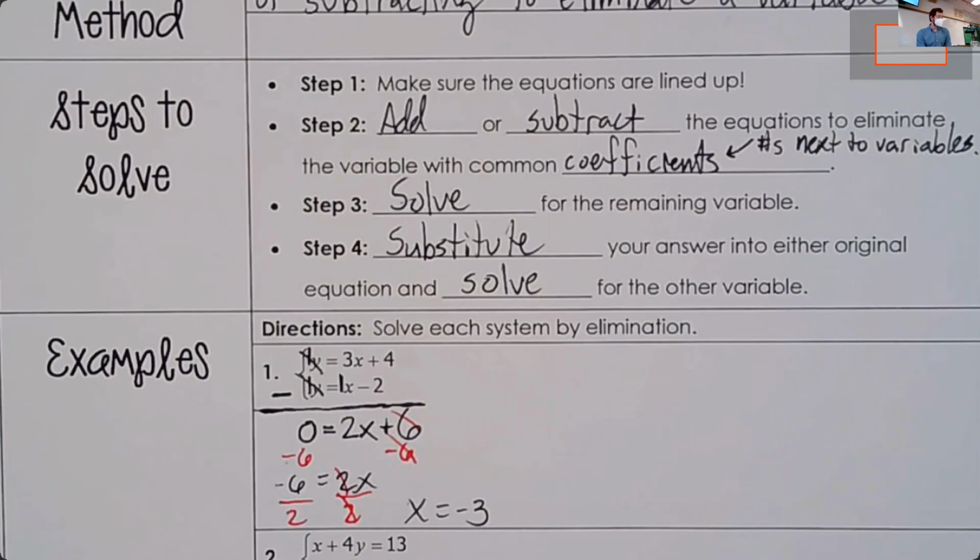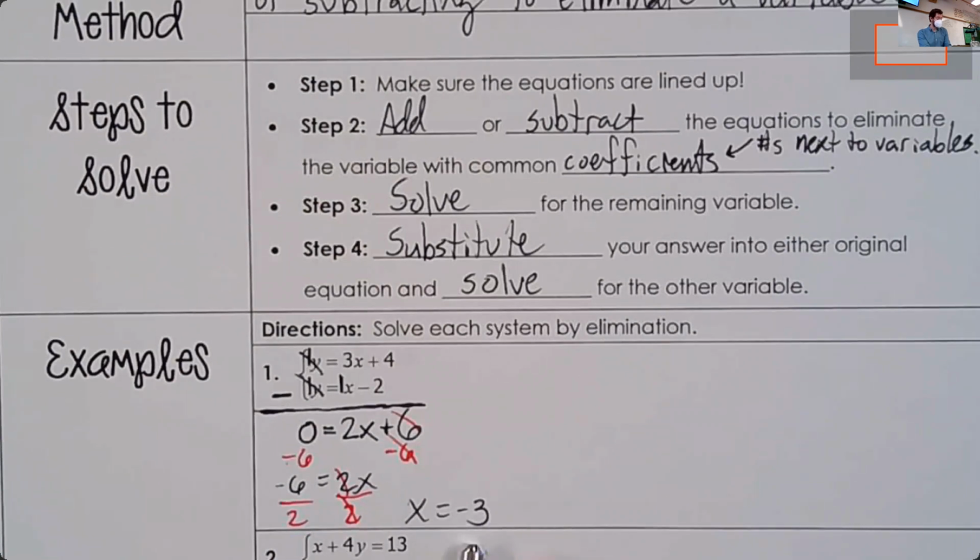So we've solved for x. We've gone through step 3. We made sure the equations were lined up. We subtracted specifically to get rid of the common coefficients. We solved for the remaining variable. Now step 4, the last step: substitute your answer, -3 for x, back into one of the original 2 equations, and then solve for the other variable.